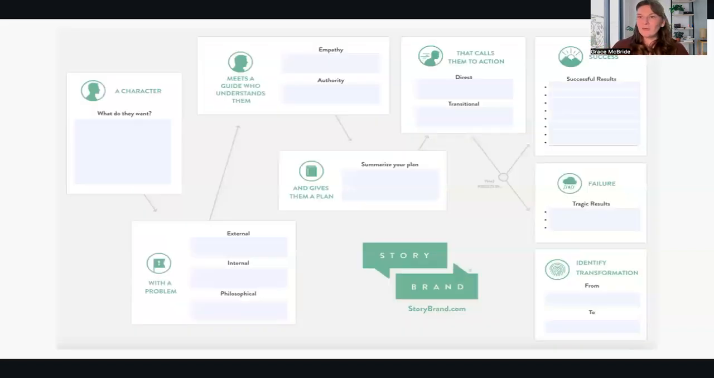So what we do now is we want to apply this same journey to your organization, your mission, what you do as an organization. So, what I'm going to do is I'm going to ask you to pause here and have a little look at the example I've given you in your workbook, to have a flick through. I've given you an example where there is a character who has a problem, who meets a guide and gives them a plan that calls them to action that will either result in success or failure.